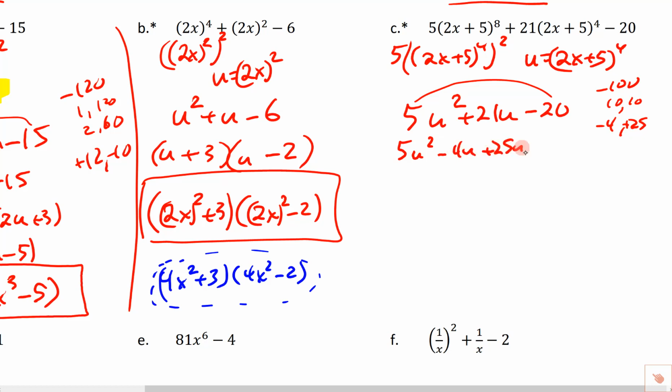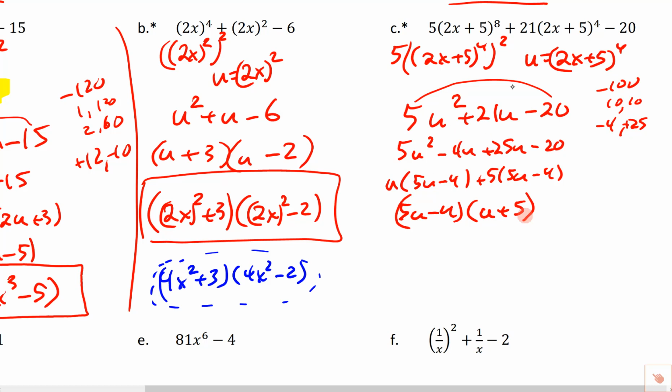So I get 5u squared, we'll do a minus right here, minus 4u plus 25u minus 20. So we're going to take out a u. We're left with 5u minus 4. And we're going to take out a 5. We're left with a 5u minus 4. So this is (5u minus 4) times (u plus 5).